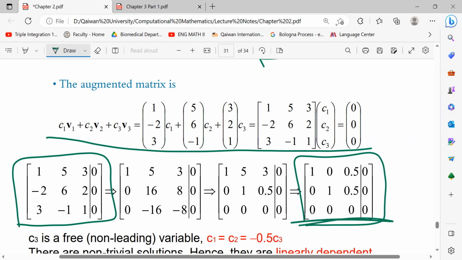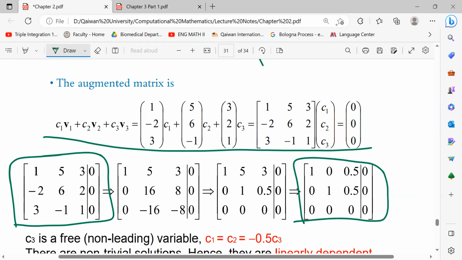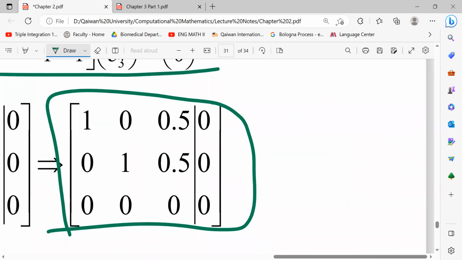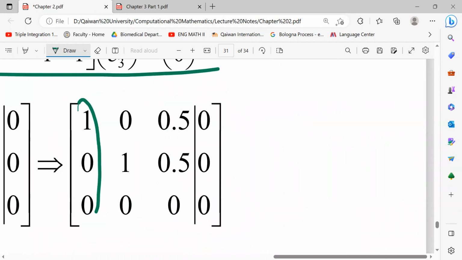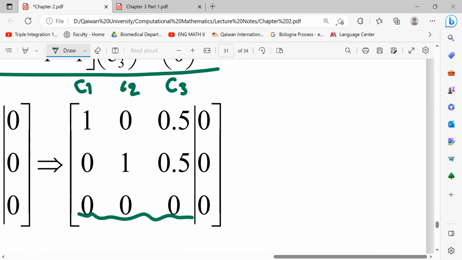We get this one. Then this system is in reduced row echelon form. Now, from the system, this is V1. We multiplied C1 by V1, C2 by V2, and C3 by V3. In the last row, we don't get anything because all the entries are 0.